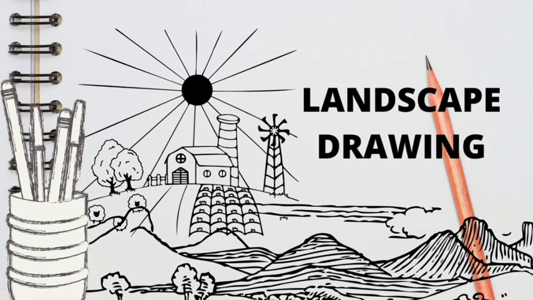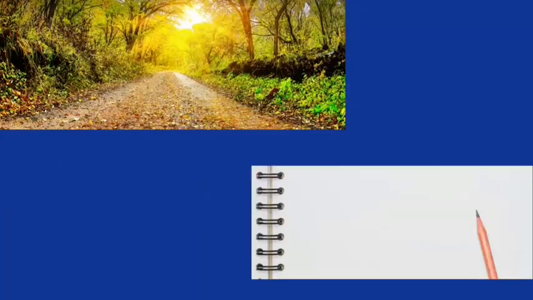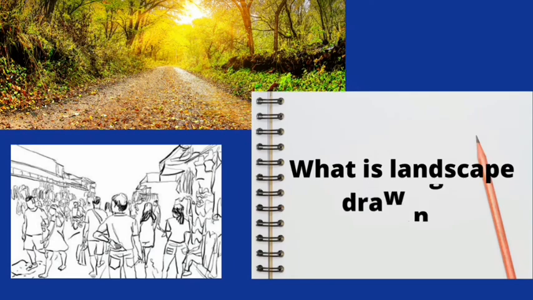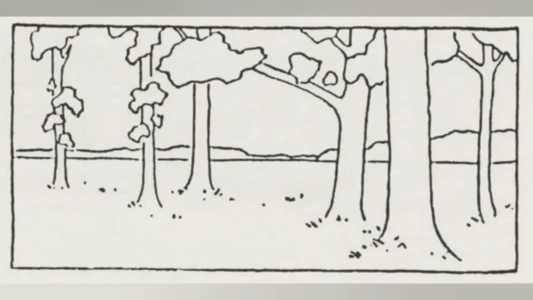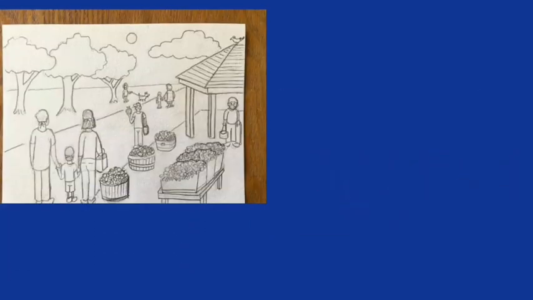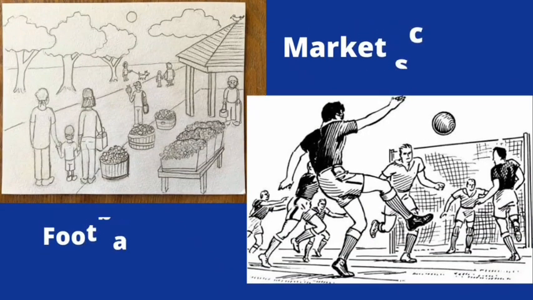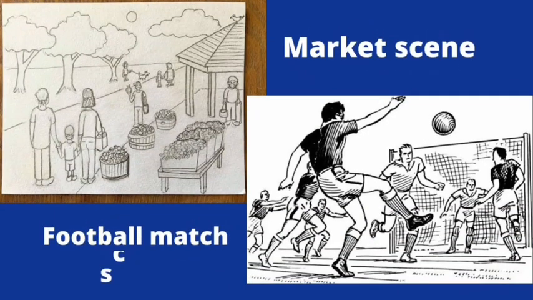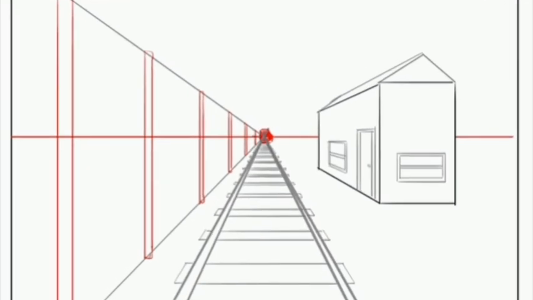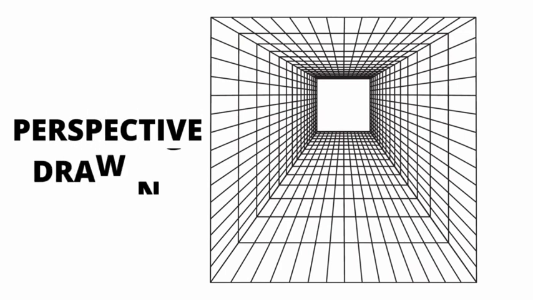The topic for this lesson is landscape drawing. Landscape drawing is a type of drawing that deals with the composition of trees, houses, human and animal figures to form a pictorial composition. It also entails the drawing of different scenes. Could be a football scene, could be a market scene, could even be a fighting scene. The most important tool used in landscape drawing is called perspective.